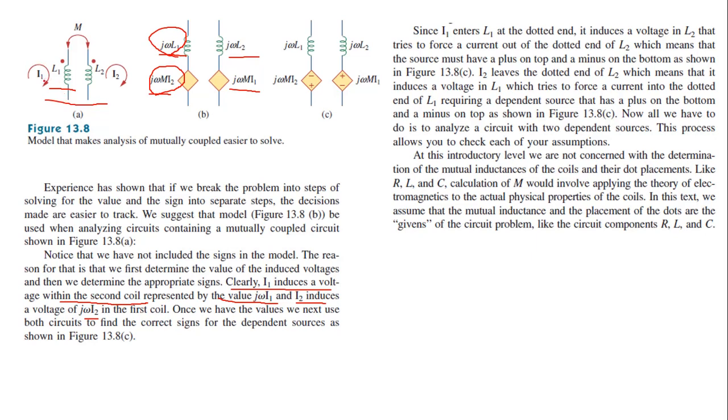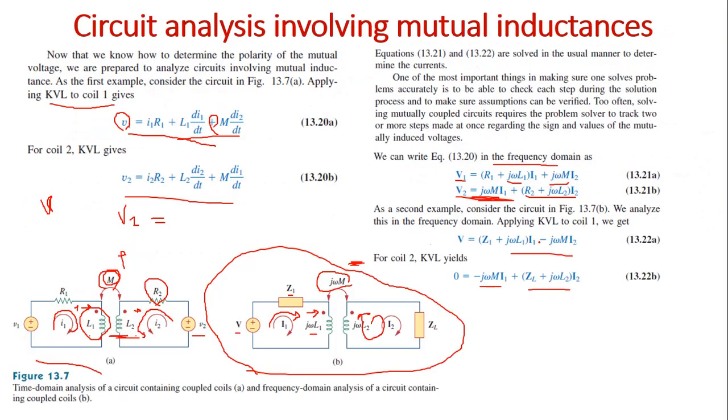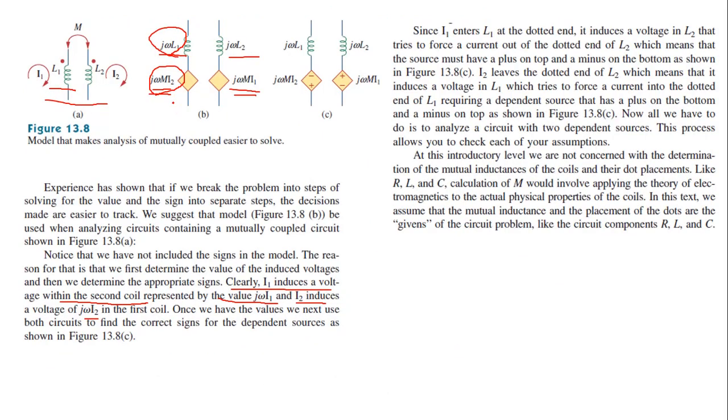So current I1 induces a voltage in coil 2, and current I2 induces a voltage in coil 1. So that is what is given here. Once we know this, then we can put the polarities here. Now this is clear, right? How this self and mutual inductance are derived. Here we have written, this is what we are trying to use here.